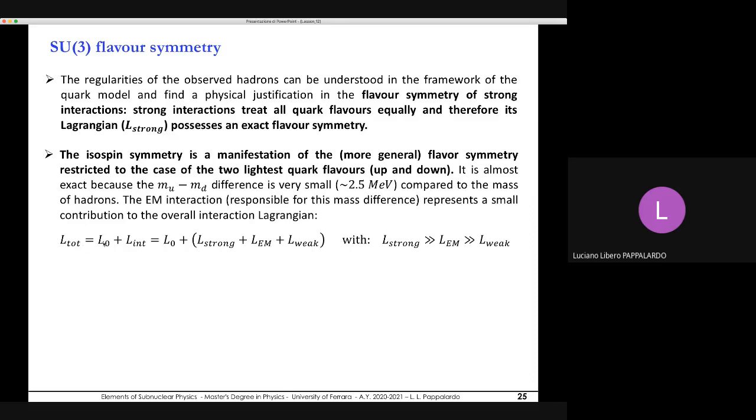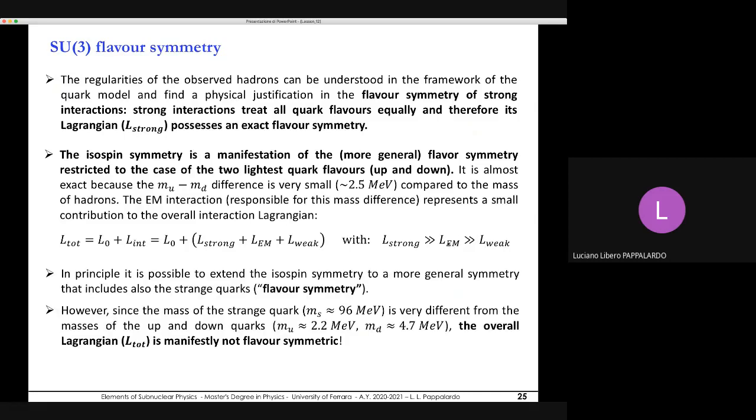So our total Lagrangian is the unperturbed and the interacting part. The interaction part we can split in three terms according to the three fundamental interactions. And as we know, the strong one dominates by definition, and then electromagnetic and weak are, of course, much smaller, okay? So in principle, it is possible to extend the isospin symmetry to a more general symmetry that also includes the strange quark. And this is what we call the flavor symmetry.